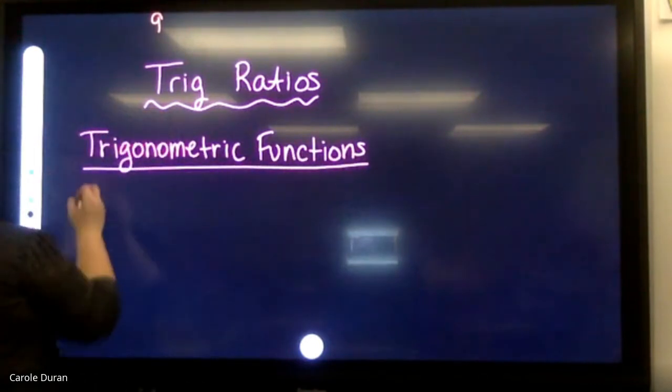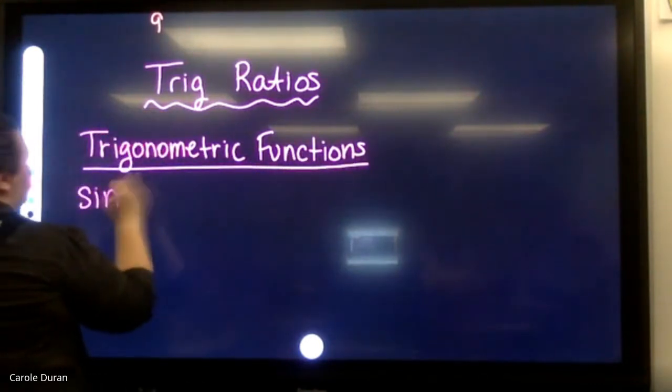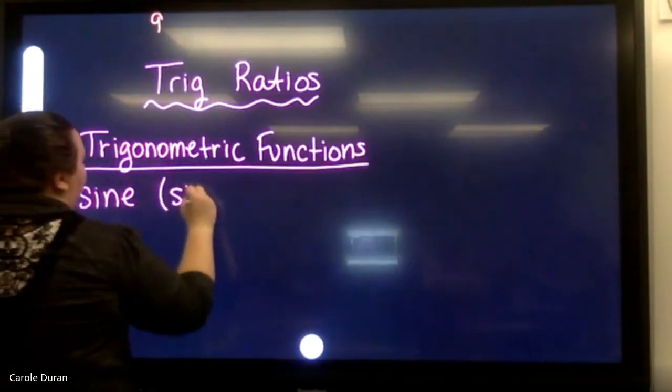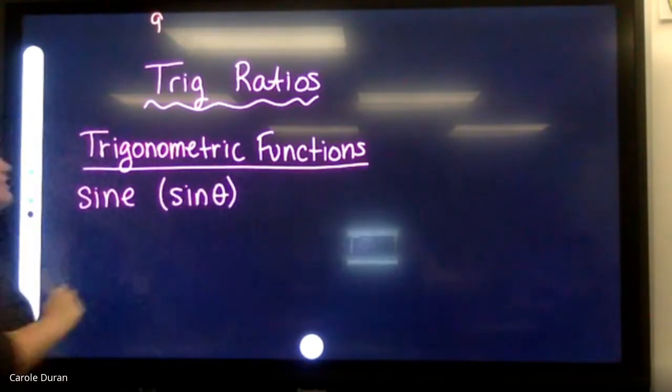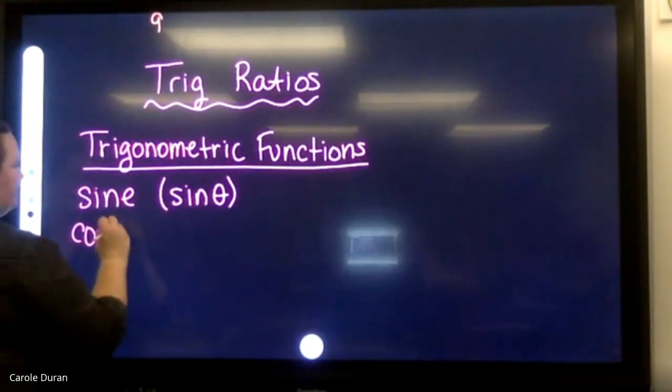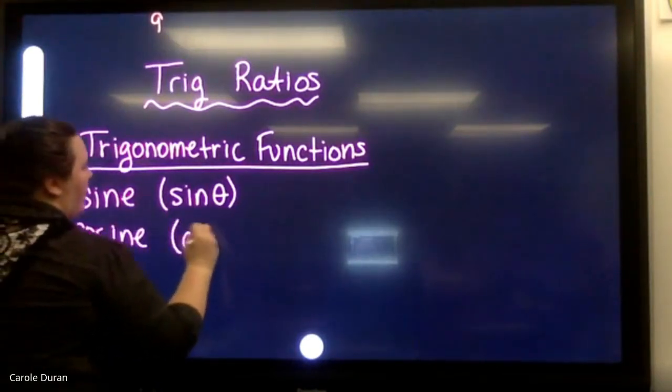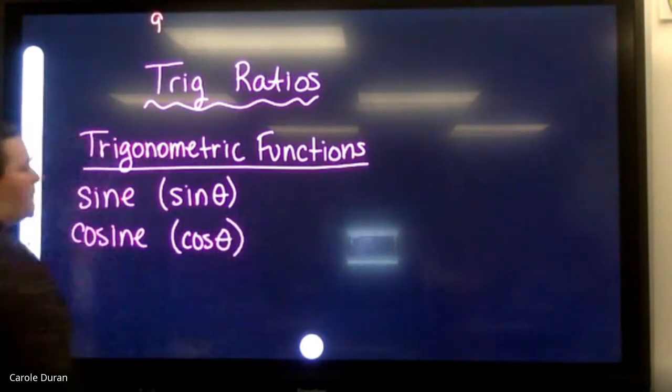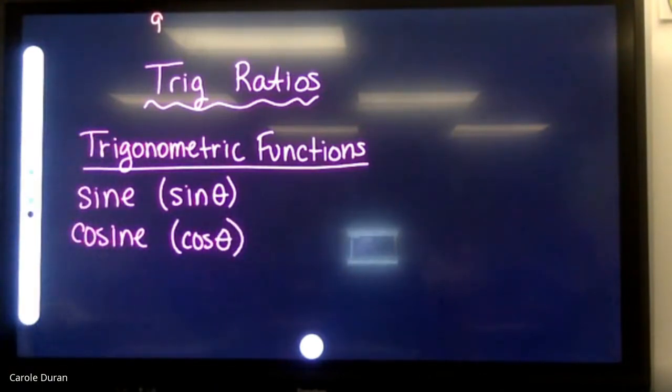So the three basic ones are sine, which is written S-I-N, and then we use theta to represent an angle. Cosine, which is C-O-S, and then we use theta to represent an angle. What's theta? The circle with the line through it.